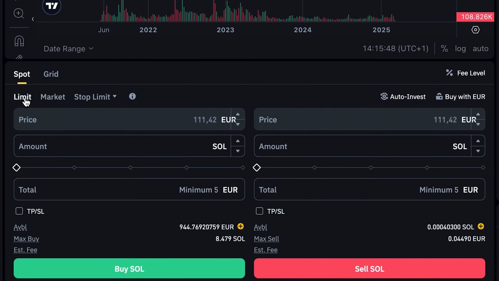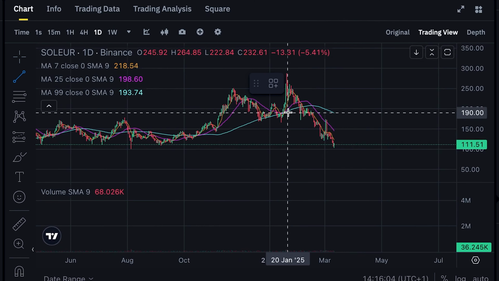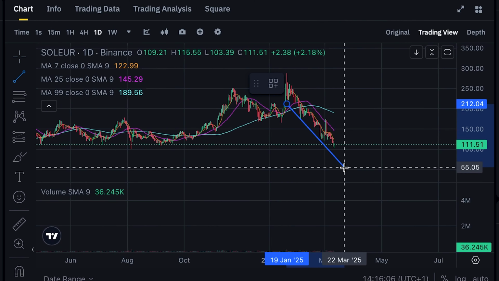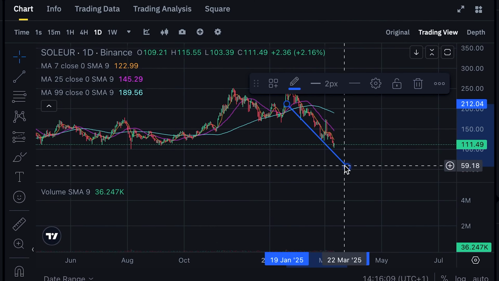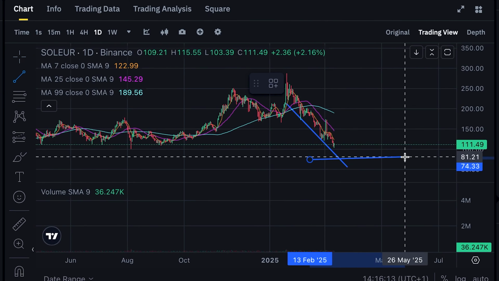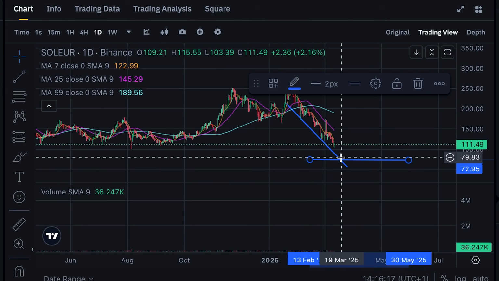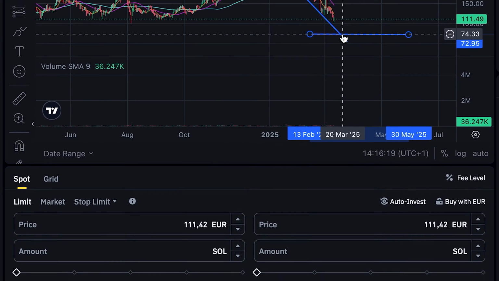So the market is where you're buying the coin at its current price. If I was to do a limit order, this is where you're predicting the price to go, so you're going to buy at a better rate. If I think Solana is going to keep going down here on this trend, and I reckon it's going to bottom out here, what I could do is I could figure out where that's going to be. Okay, so like let's say $74.